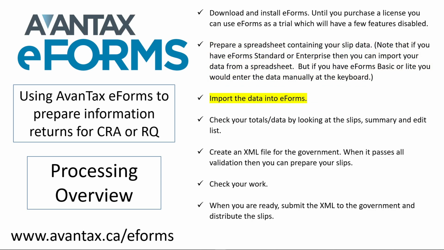Then, import the data into eForms. After the import, you'll check your totals and your data by looking at the slips, the summary, and the edit list. You can create an XML file for the government. When it passes all validation, then you can prepare your slips. The important part is to check your work. And when you are ready, submit the XML to the government and distribute the slips.